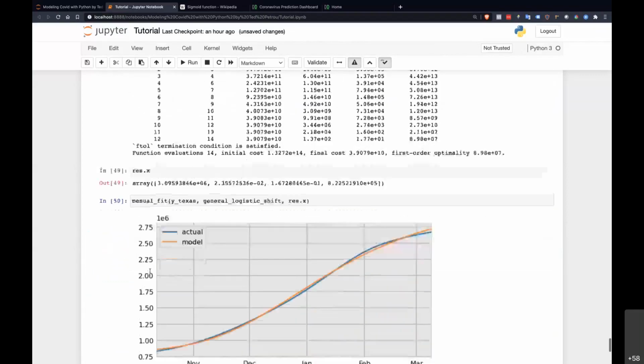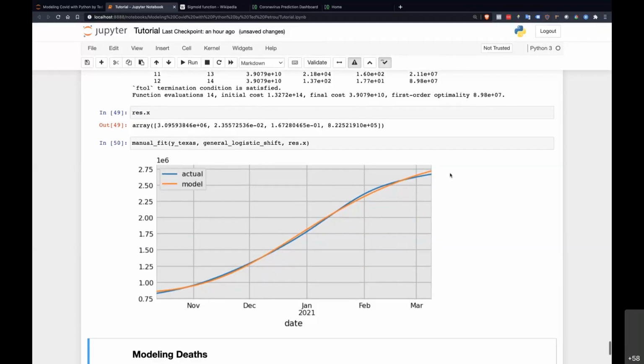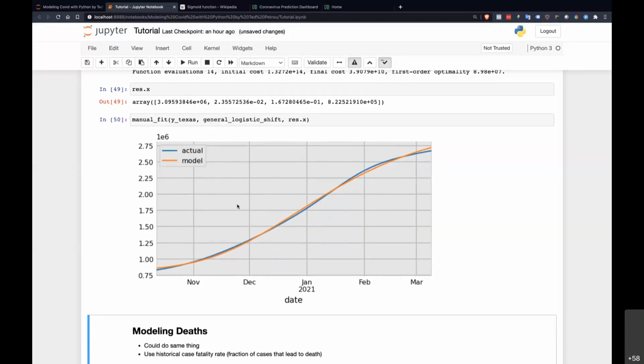All right, so now we can plot it with this manual fit, and you can see we get a much better curve. Now, this is modeling data that we've already seen, so this is not indicative of how it'll perform. In fact, it already looks like it's going to be off in the future, as it looks like the curve has flattened out, and our model is going to be predicting a little bit higher growth rate. But regardless, you can see that it does generate a fairly good fit. This is the basis of the model that I use, the generalized logistic function.